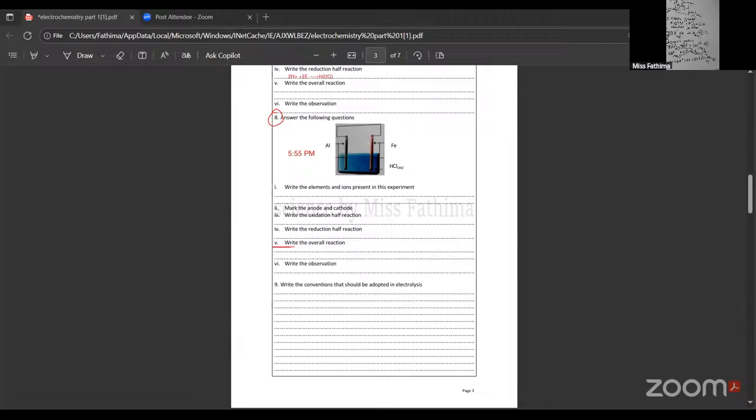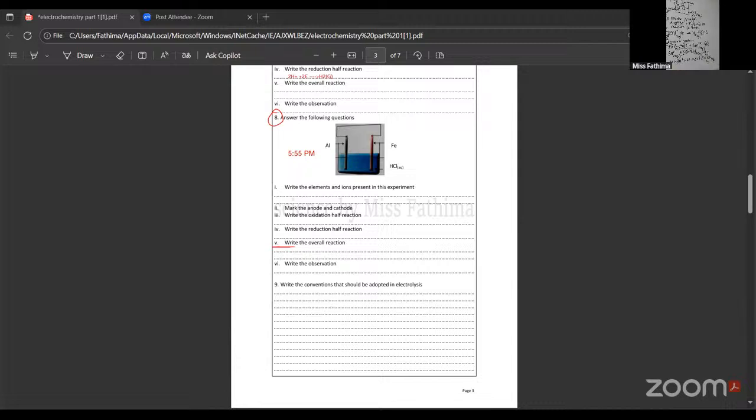Any doubts? Miss, if you write 3H2 gas, is it wrong? Where did you write it? Instead of 6. Yes, it should be 3. Sorry. It should be 3. So here is also the same. It should be 3. I'm sorry. The electrons only should be 6.